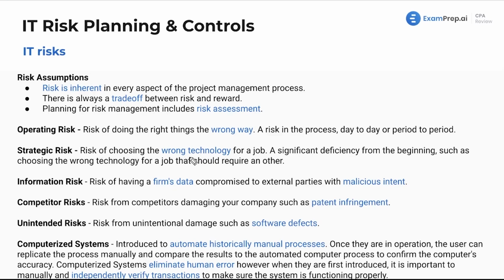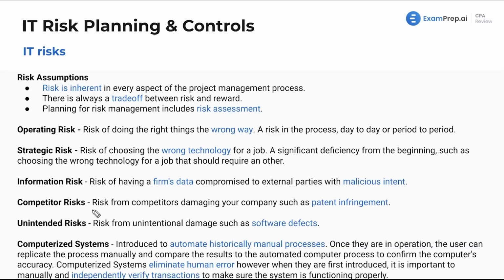Maybe you choose a data management software, a DMS, that is just completely lackluster. It's the wrong technology. It's got so many holes in the programming, and it's just garbage. So that would be the wrong technology for a job. Information risk. This is the risk of having a firm's data compromised to external parties with malicious intent. Pretty straightforward, right? I don't think that's too crazy of a concept to grasp.